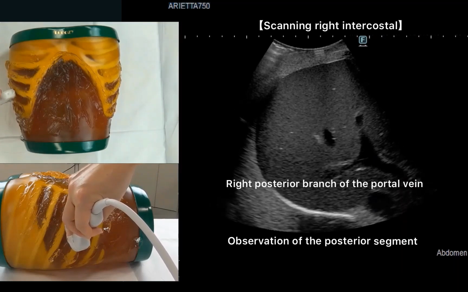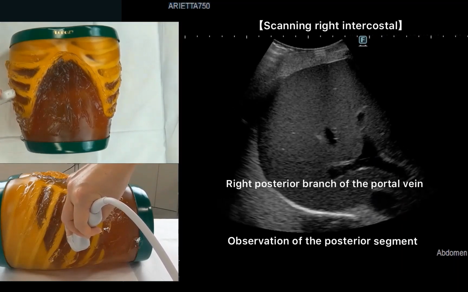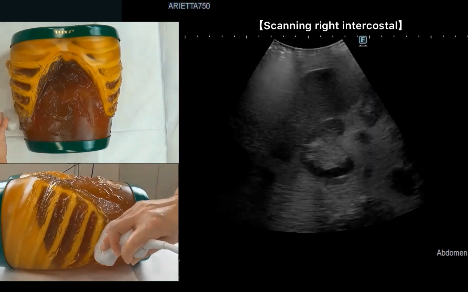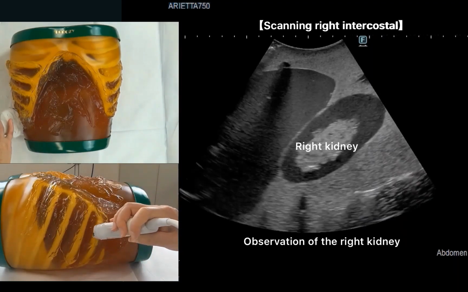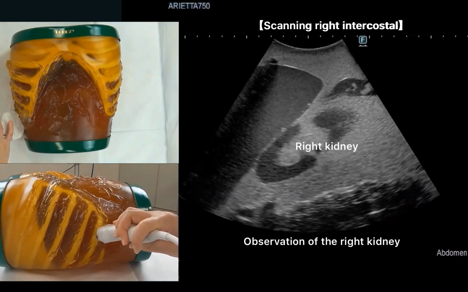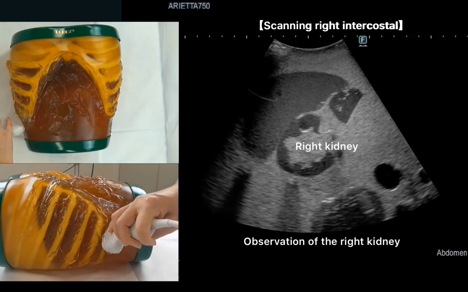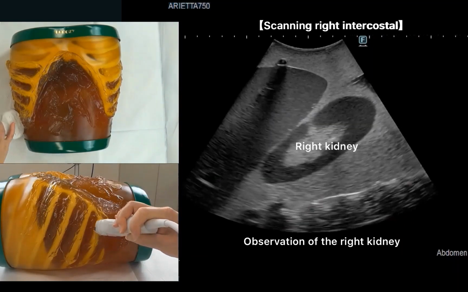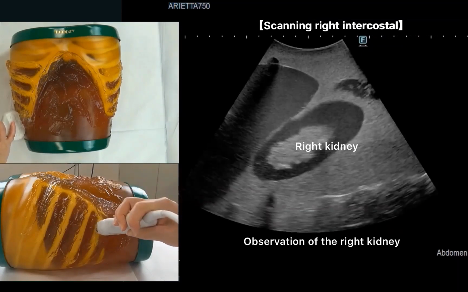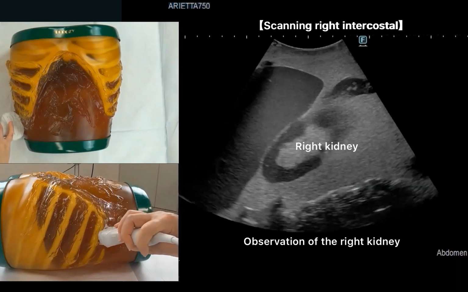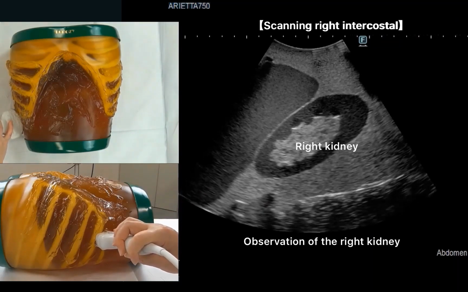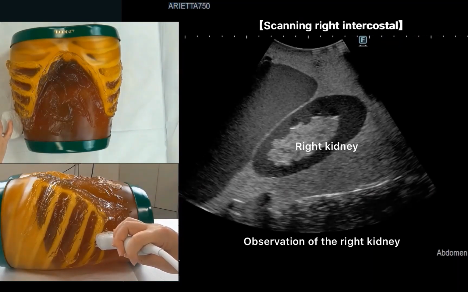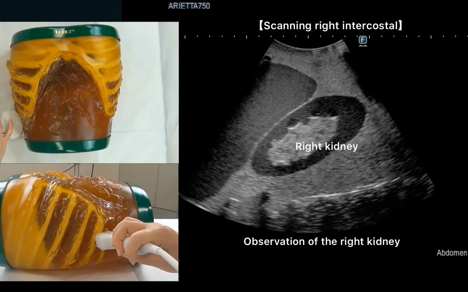After observing the right lobe of the liver from the intercostal space, the next step is to observe the right kidney. Let's observe the whole while being aware of the short axis and long axis. In this view, you can also check the presence or absence of liver-renal contrast and the presence or absence of ascites in Morrison's cavity.